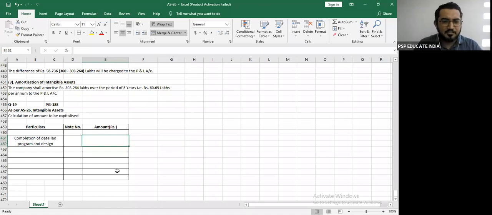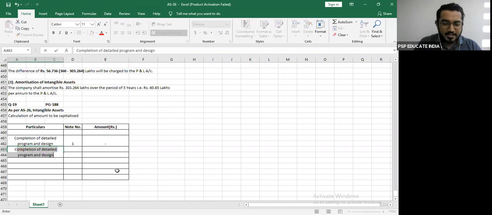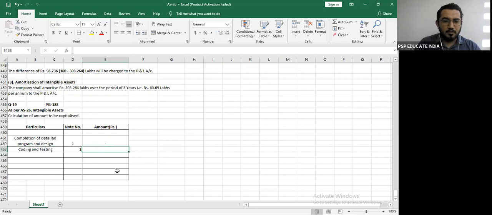Since in the first place we have only completed the design and the detailed program, but testing has not yet been done, this will not be capitalized. This will go to the profit and loss account. So we will explain that in the working note. Come to the next one, you have coding and testing. Again, this coding and testing will straight away go to the profit and loss account, because after this, we have the recognition criteria fulfilled for capitalization.